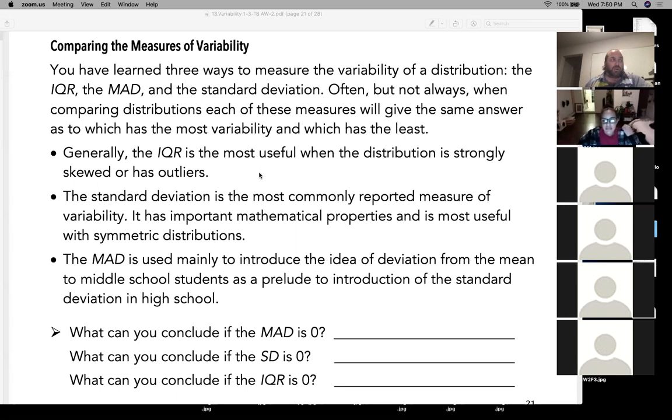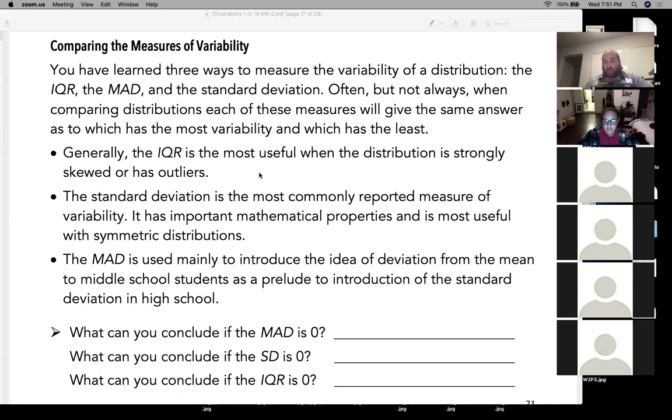Now, what if the IQR is 0? What does that tell you? The same thing? No, but good guess. You're subtracting Q1 from Q3 for the IQR, so they have to be the same number for that to turn out to be 0. That tells you that Q3 minus Q1 must be 0, correct? Which means Q1 and Q3 are the same.